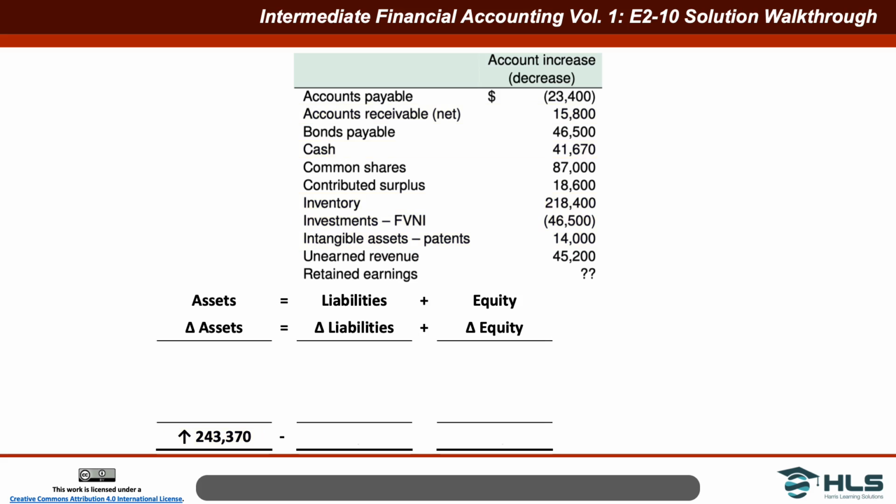$243,370. Now let's do the same thing for the liabilities. Working from top to bottom, we have a decrease in accounts payable of $23,400. We have an increase in bonds payable of $46,500. And we have an increase in unearned revenue of $45,200. Those are all of the liabilities that are provided. And so when we net out any increases and decreases, we see a net increase in liabilities of $68,300.